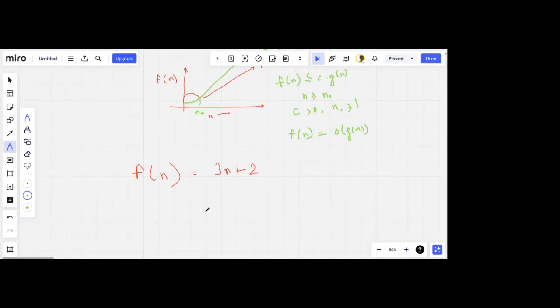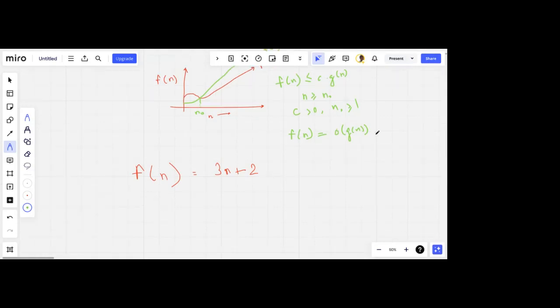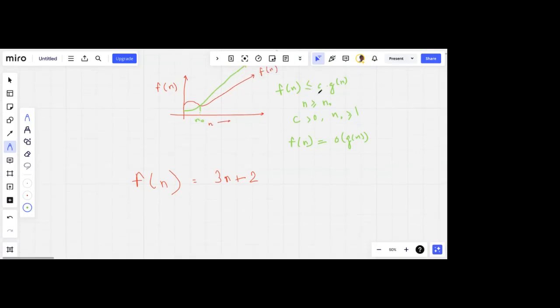So to find the big O notation, what we have to do is find a c into g of n such that this condition becomes satisfied. What we want to find out here is, if we can find a function, so f of n will be big O of g of n if f of n is less than or equal to c into g of n, right? So what does this mean, guys? Let's say we assume that g of n is equal to n.